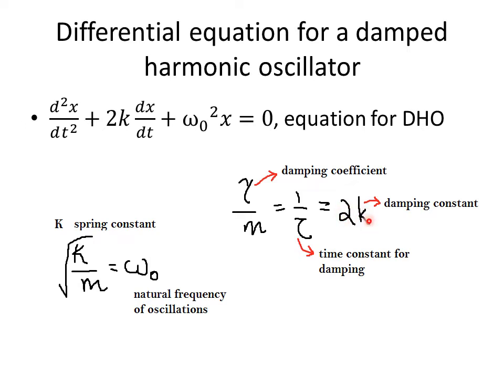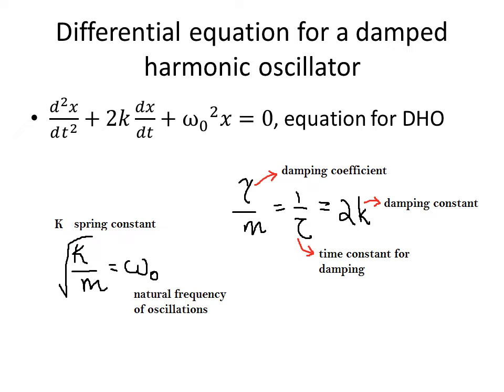The damping constant k is related to the damping coefficient gamma through this equation: gamma by m is equal to 2k, and it is also equal to 1 by tau, where tau is the time constant for damping. Another parameter which is characteristic of this system undergoing damped harmonic oscillation is the natural frequency omega 0, which is related to the spring constant capital K through this equation: omega 0 square is equal to K by m, where m is the mass of the body which is executing the oscillation.